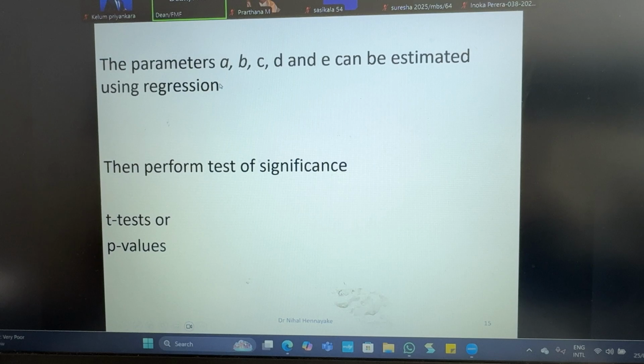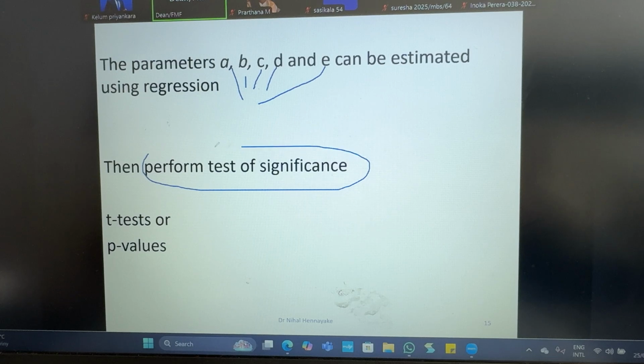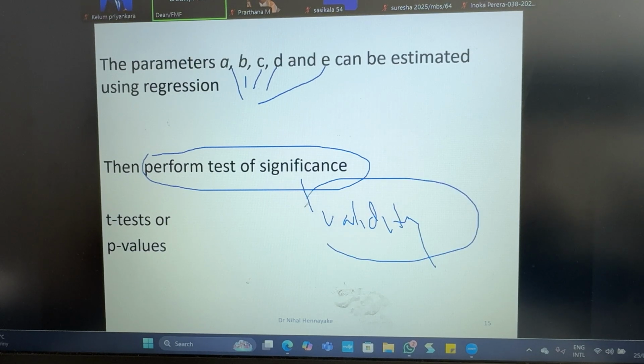Okay, so these are the parameters. As I said, A, B, C, D, E can be estimated using the regression. Then after running the regression, before we use these parameters for other calculations, we have to perform the test of significance. That means a validity test. We have to see whether the parameters we got are valid or not, statistically valid or not.